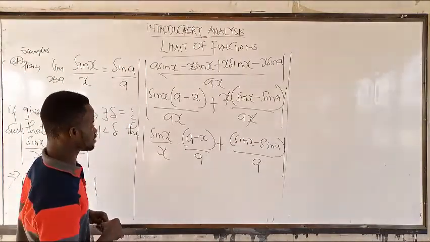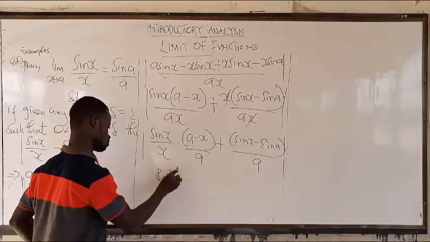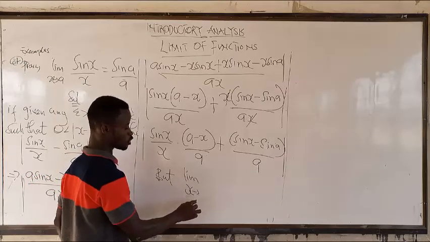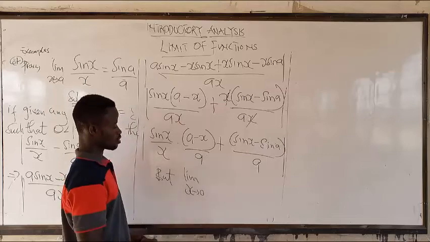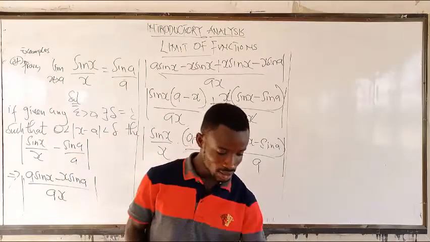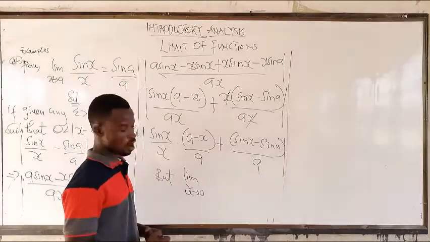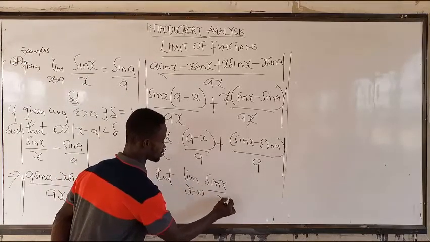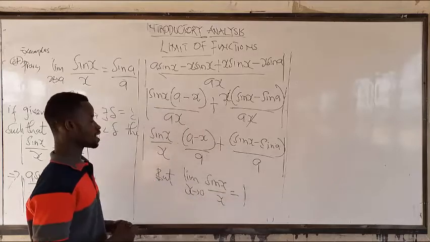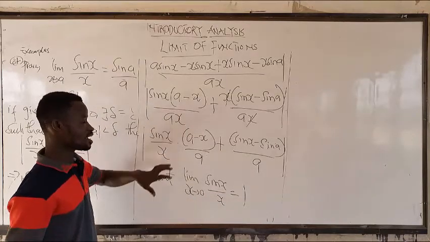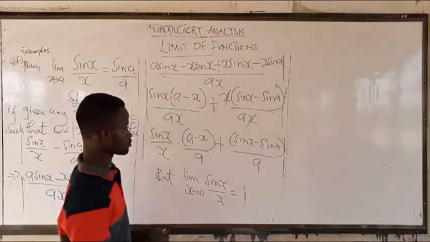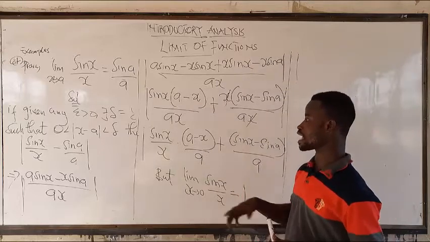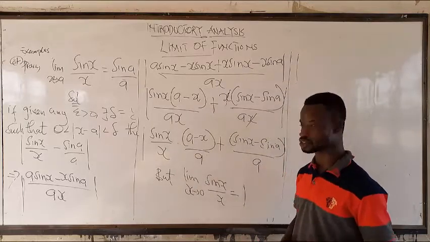Don't forget that the limit as S approaches 0 of sine S over S is equal to 1. Therefore, we can say that this is equal to 1, because here we cannot put S to be equal to 0, but we can let it approach 0.